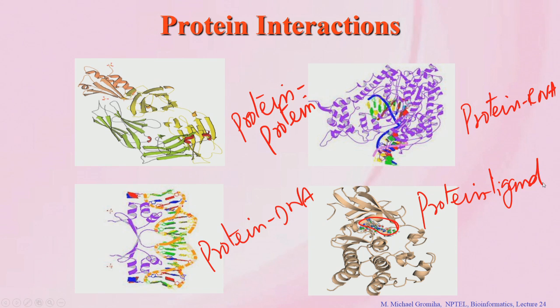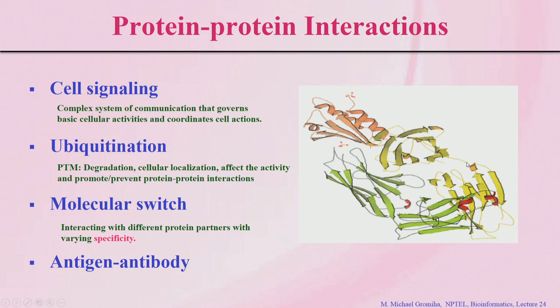These interactions are important for various cellular processes. For example, protein interactions are involved in processes such as cell signaling. This is a complex system of communication which governs basic cellular activities as well as coordinating cellular actions. Ubiquitination is a post translational modification which also affects the activity and promotes or prevents the formation of these protein interactions.